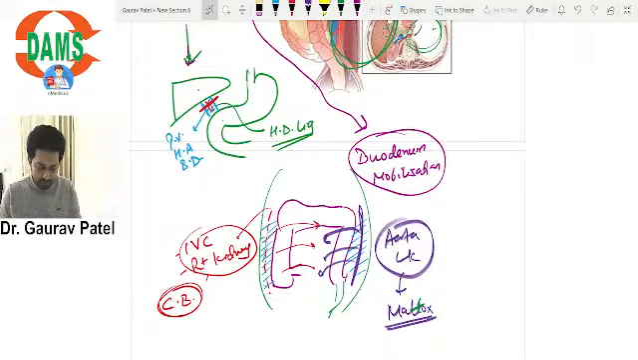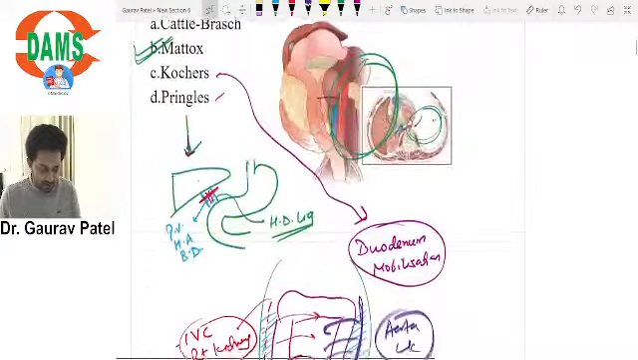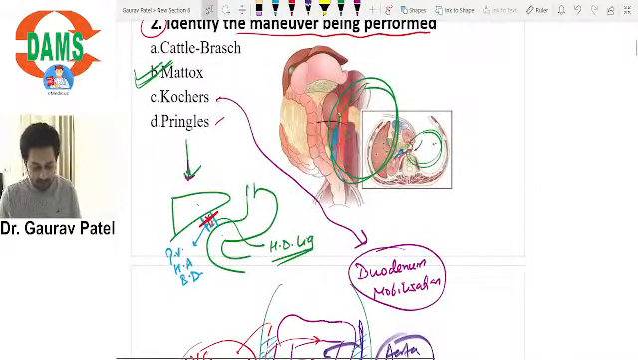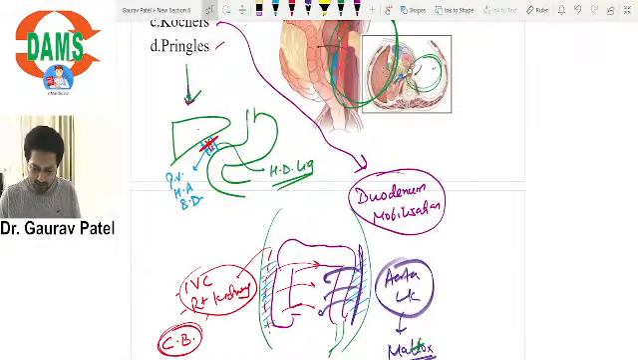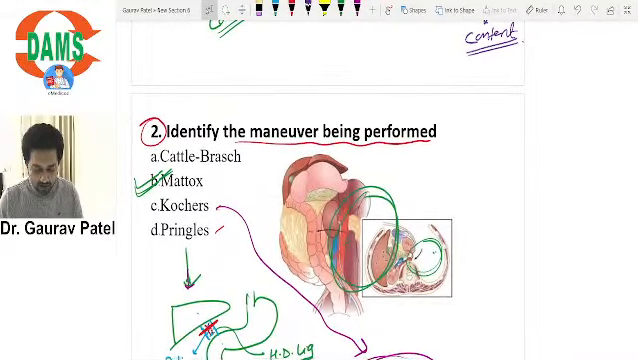So you can make your own mnemonic. I'm saying this for the first time, the Kettles always move right. Something you can come across and remember in your own way. Yes, you can say like that, gallbladder, Kettle-Brashe. Whatever you find suitable, you can make this. So this is Mattox maneuver.